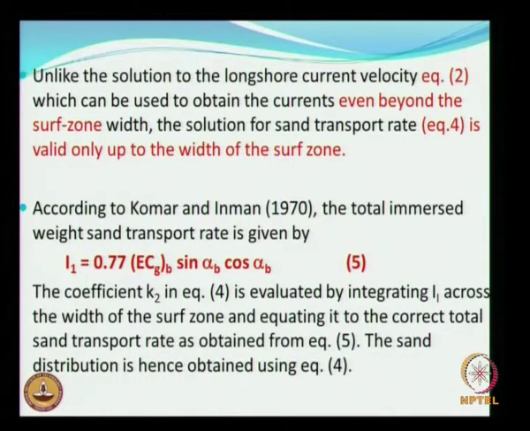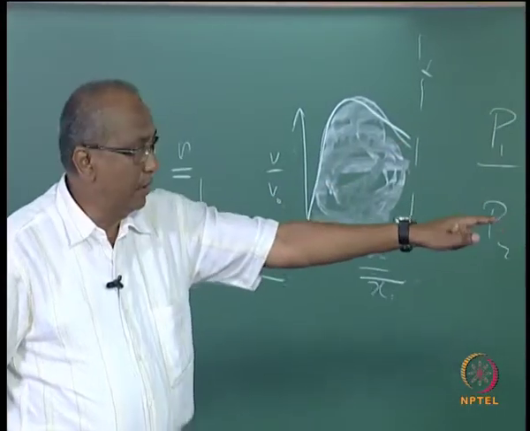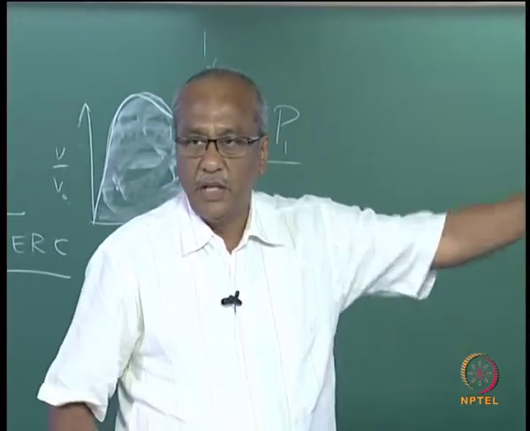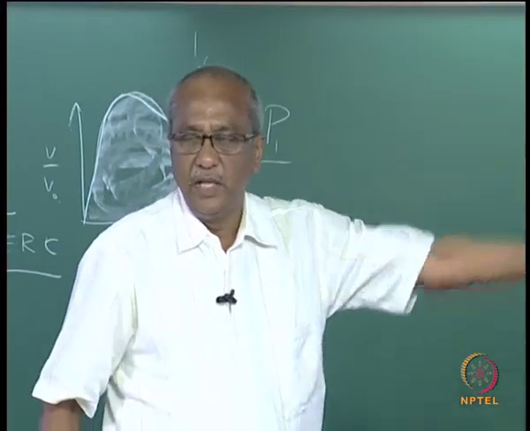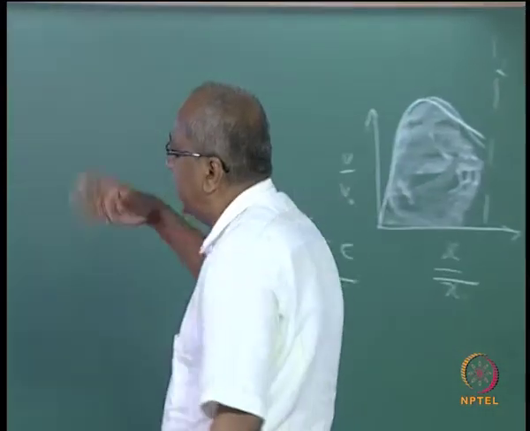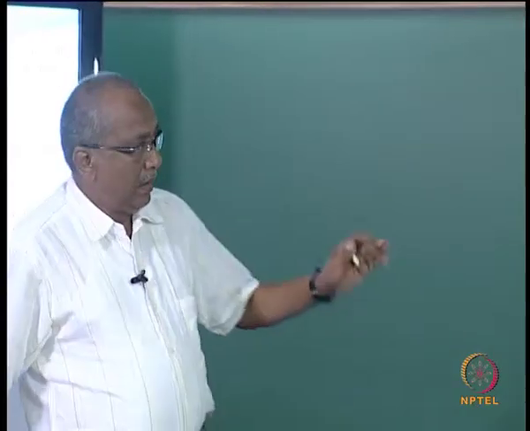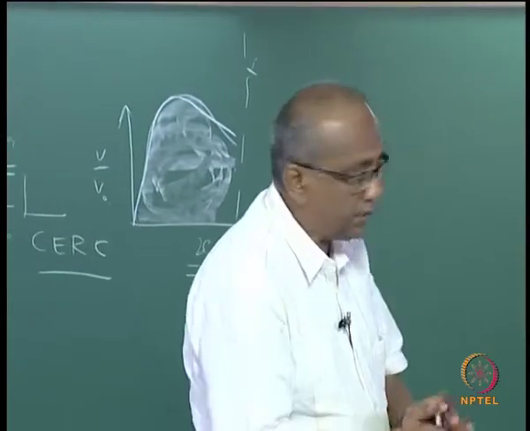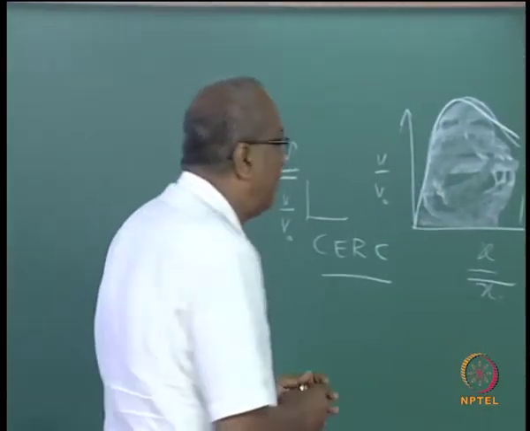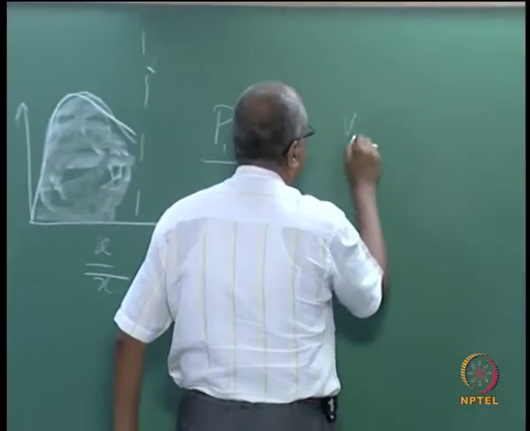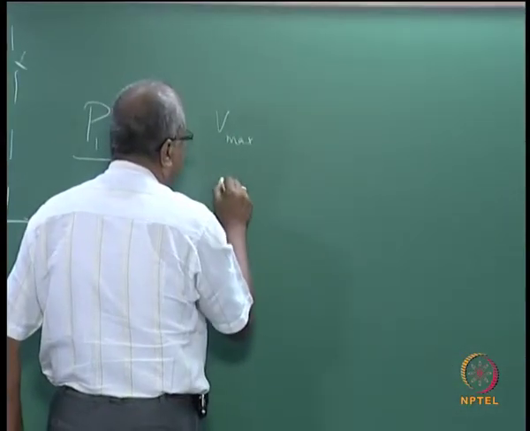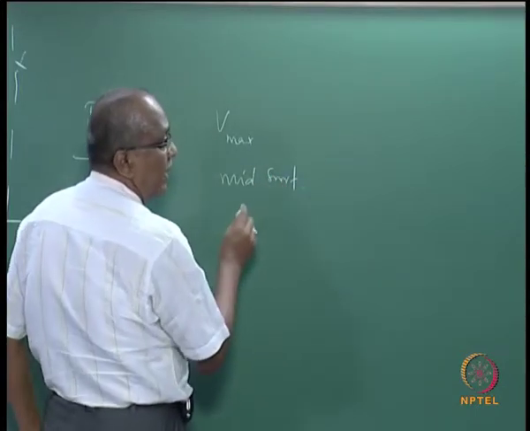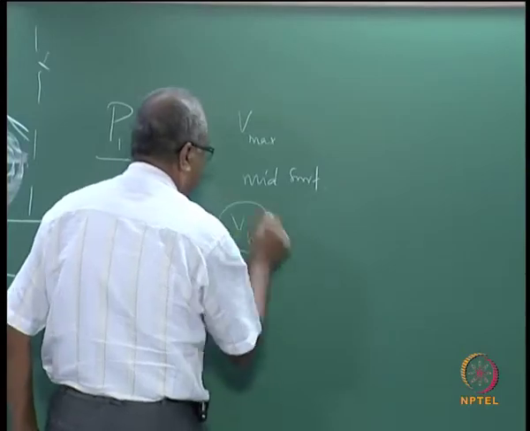What we will do is try to use some of this information. I am not going to go into the complete details, but I will try to demonstrate how you use some of these equations and expressions to arrive at least at the longshore current velocity, and maybe, if time permits, the sediment transport rate. So what have we seen? We have seen maximum velocity, then mid-surf velocity, and now we have another velocity, which is Vb.